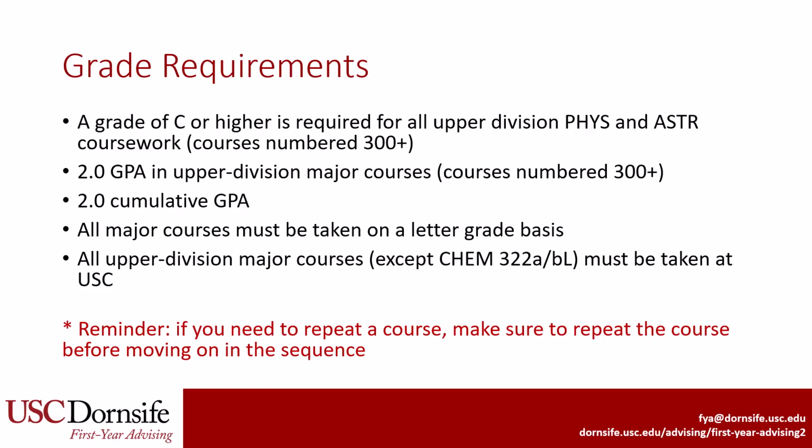For all majors in astronomy and physics, students are required to earn a C or higher in all upper division physics and astronomy courses. All USC students, regardless of major, are required to have at least a 2.0 GPA in upper division major courses and at least a 2.0 GPA overall. All major courses must be taken for a letter grade and not on a pass-no-pass basis. All upper division courses must be taken at USC. Lower division courses in math, physics, and chemistry may be taken off campus.